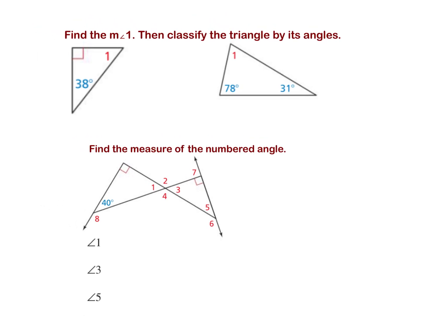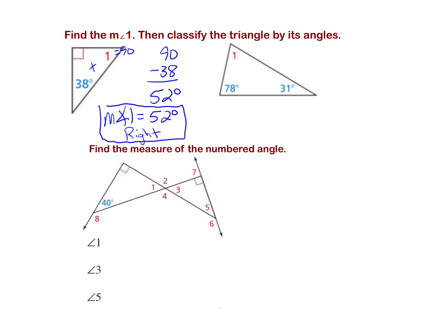So I did the hard ones first, and now I'm going to show you the easier ones. Okay? So this one says find the measure of angle 1, then classify the triangle by its angles. So I have a right angle in this first one, so that means that the other two add together to equal 90. So to go backwards, I'm just going to say 90 minus 38, which equals 52. So the measure of angle 1 equals 52 degrees. And we classify by its angles. That's a right triangle. So two answers on these.